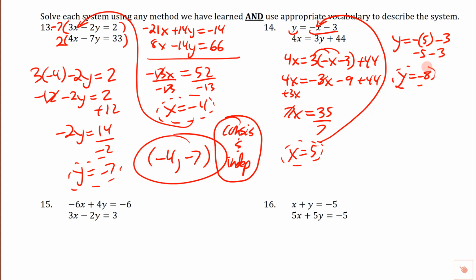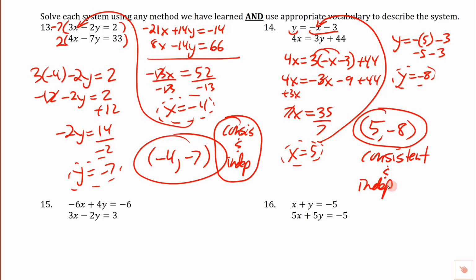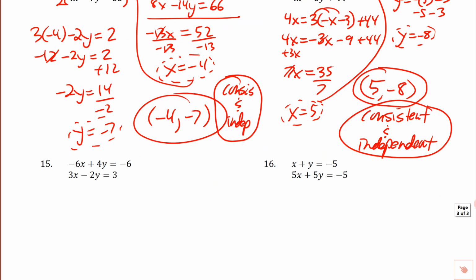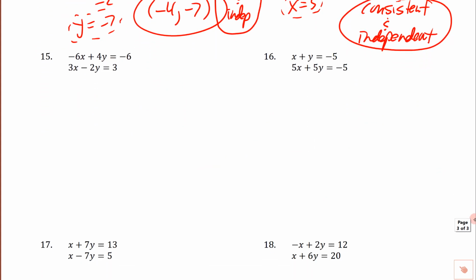So we've got those 2 pieces right there: 5 comma negative 8. Don't forget, we need to describe what this is, using the appropriate vocabulary. So this is going to be consistent and independent. I'll go ahead and write out all the words right here. Consistent and independent means it has an answer, and because it's independent, the 2 lines would not look like each other. They just cross in one particular point.